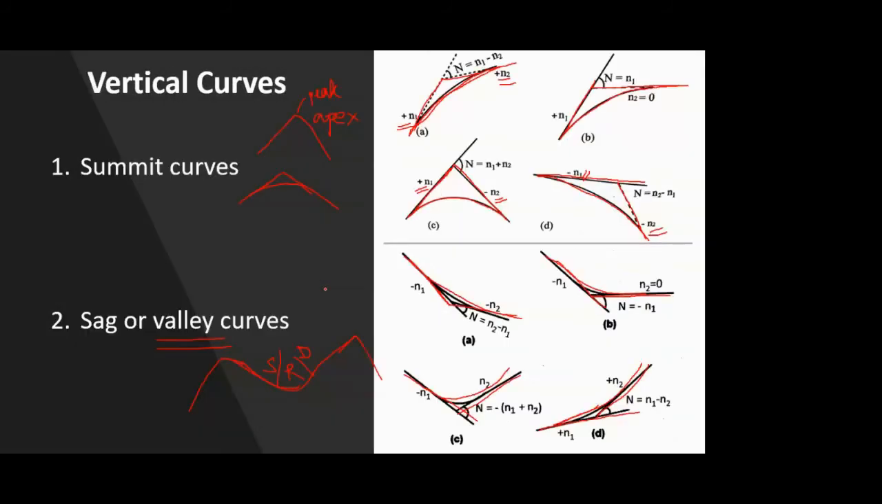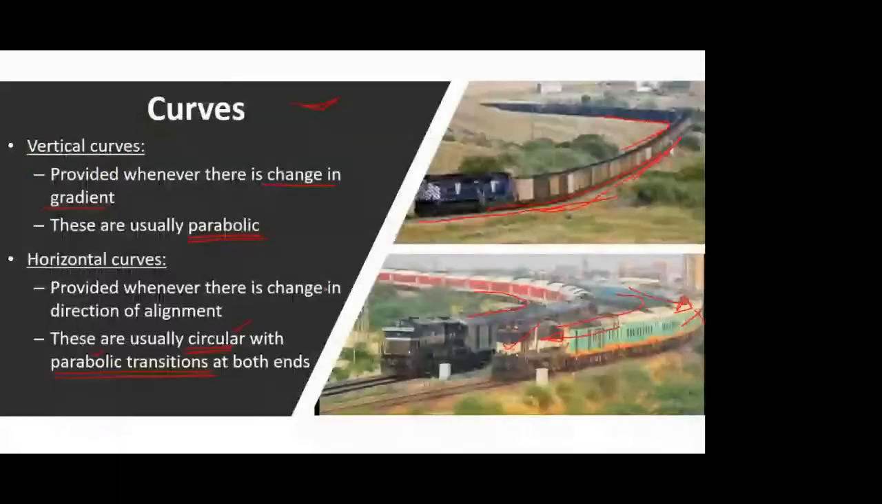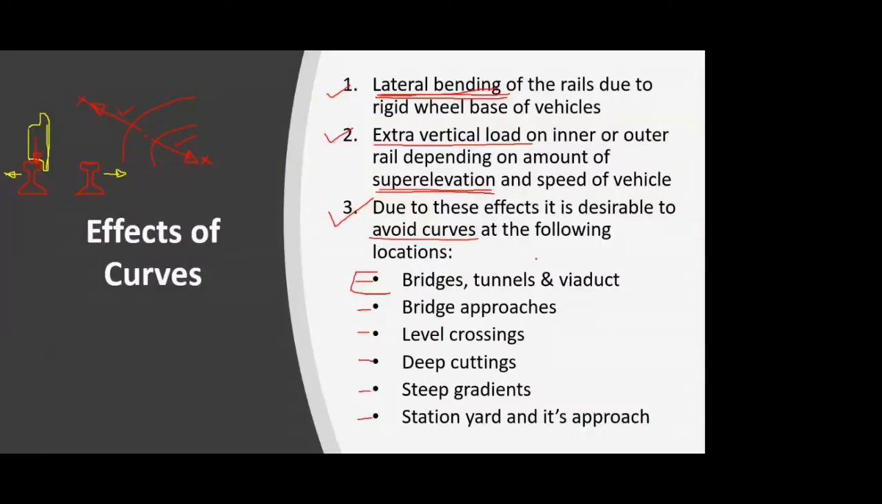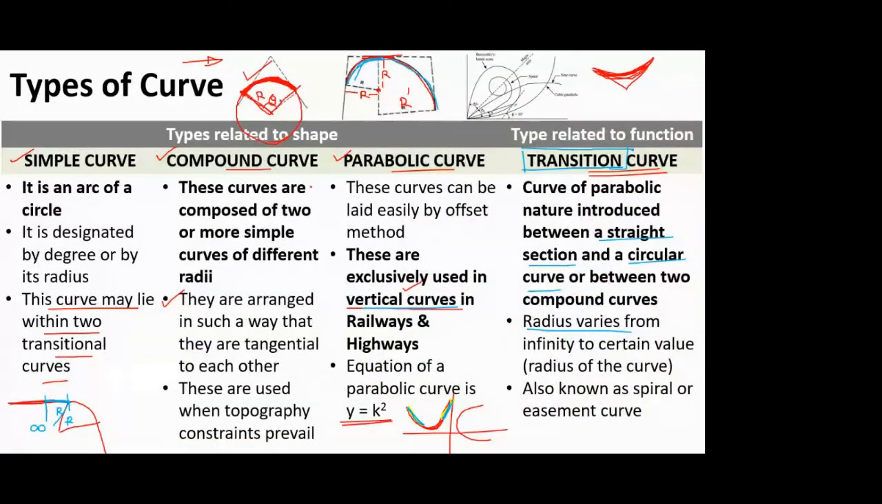So this is all for the curve topic. Just to quickly revise, we saw why we provide a curve, what the necessity is and what the effects are, mainly lateral bending and lateral stresses on the rail. Then we saw what vertical and horizontal curves are. Then we saw in detail the types of curve: simple curve, compound curve, parabolic curve, and transition curve.